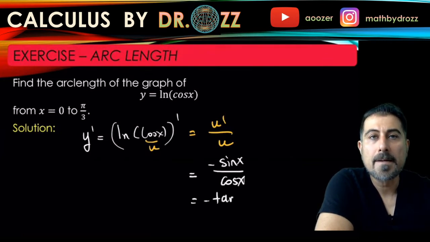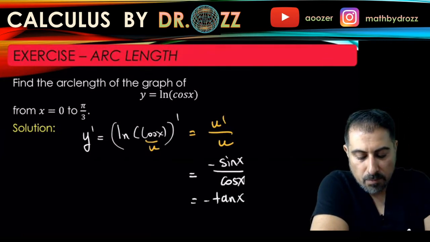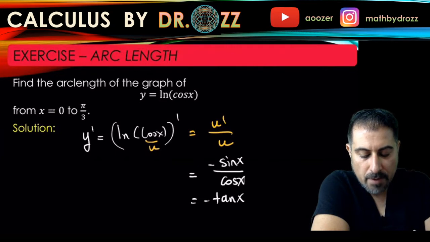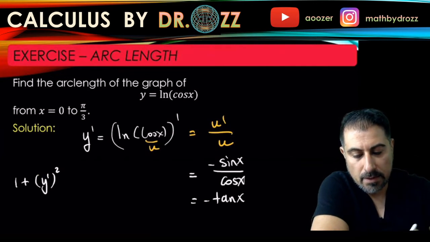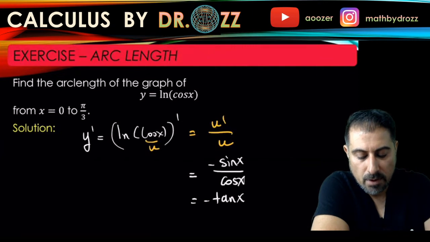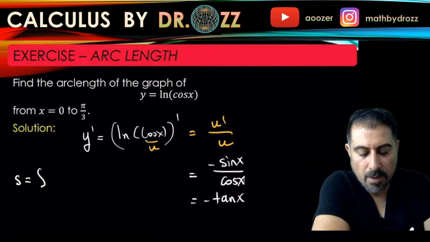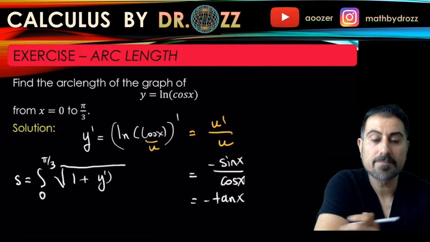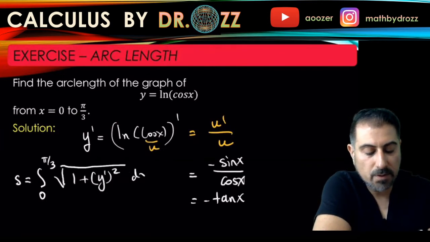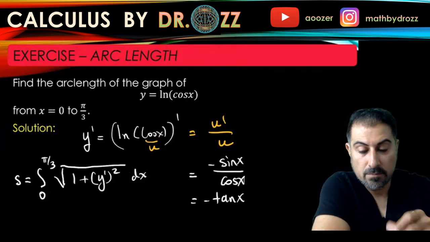All right. So I need 1 plus y prime squared in the arc length formula. In fact, let me just write down the arc length formula in one shot here so you can see what I'm talking about. So the arc length formula is the integral from 0 to pi over 3 of square root 1 plus y prime squared dx. Okay? So that's what we're trying to get to.